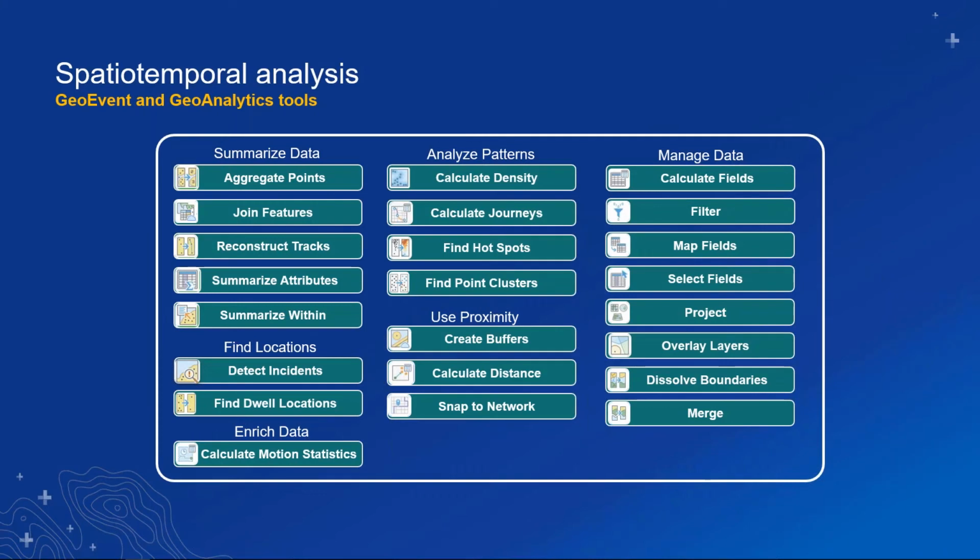Now, there's a wide variety of spatiotemporal analysis tools included in analytics for IoT. This includes tools for summarizing data, detecting different kinds of incidents and behavior, analyzing patterns, and leveraging proximity in various ways. These are largely the same tools that are available through GeoAnalytics Server today. This also includes tools and concepts from GeoEvent Server, which focus on tracking and movement analysis. So things like calculating motion statistics, summarizing journey and trip information, and snapping tracks to a road network.